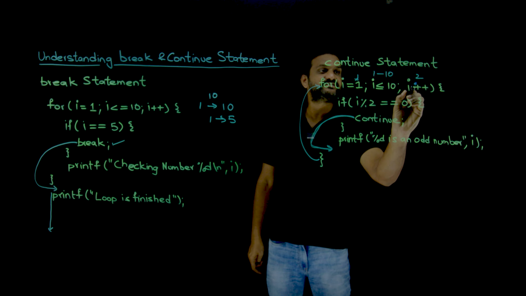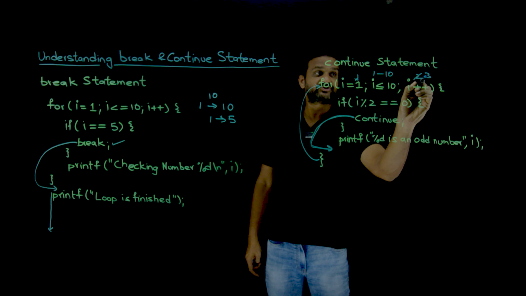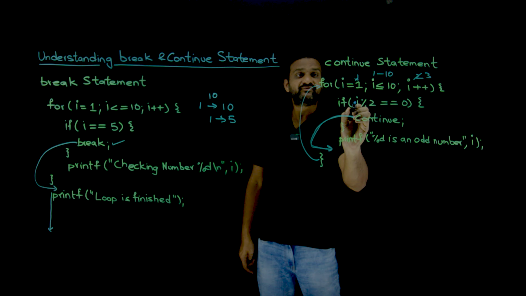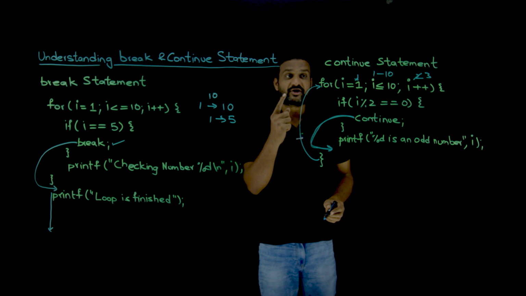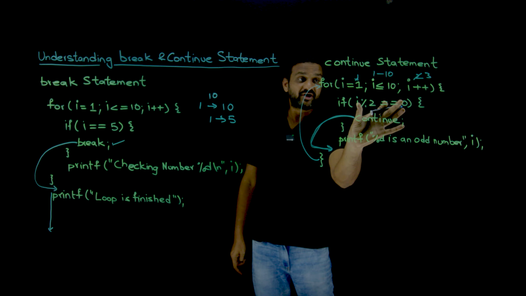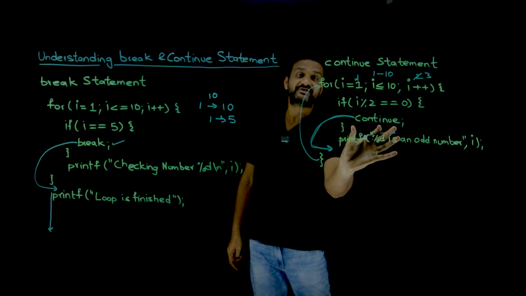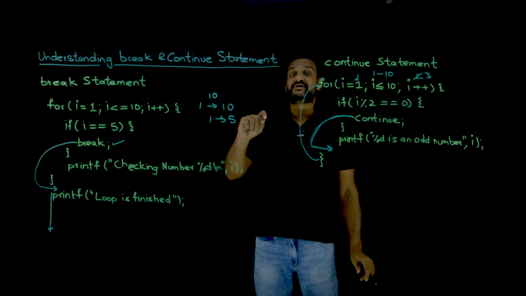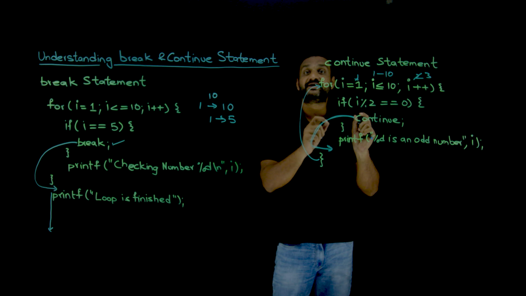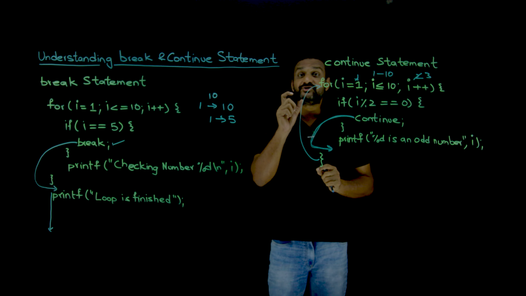Now the value of I is 3. Previously it was 2, now it is 3. Again we do the modulus division, 3 mod 2, which produces a remainder of 1, which is not equal to 0. So we come out of this if statement, and the printf will get executed. All the odd numbers between 1 to 10 will get printed. So that is the use of continue.